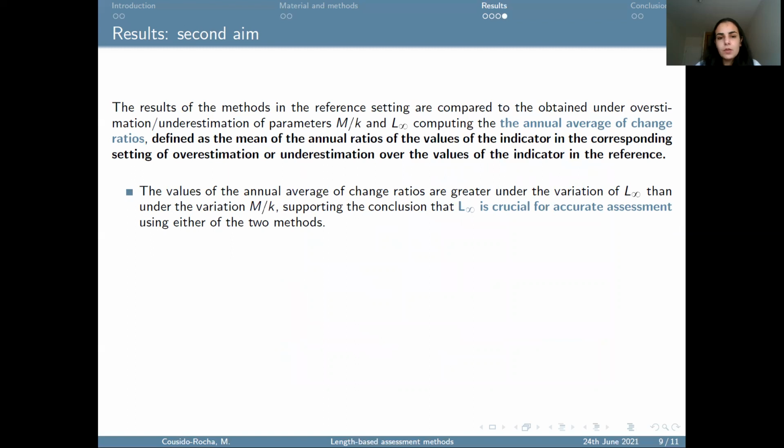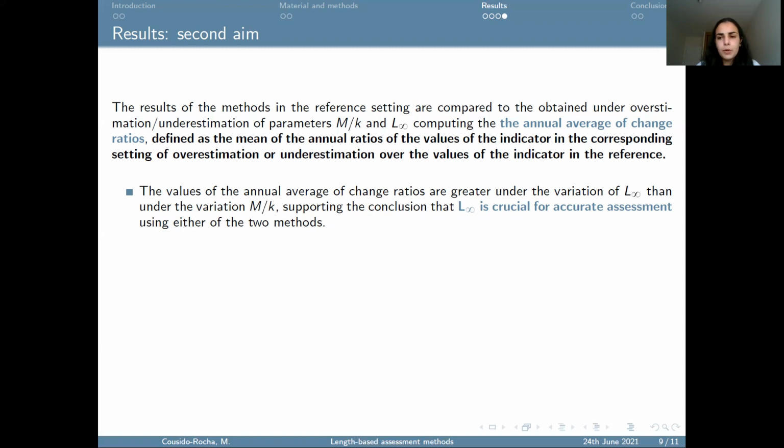Our second aim focuses on analyzing the robustness of the methods to the variation, overestimation and underestimation of the parameters M/K and L infinity. For that we compute the annual average of change ratios, defined as the mean of the annual ratios of the values of the indicator in the corresponding setting of overestimation or underestimation over the values of the indicator in the reference setting. From this comparison, we obtain the following conclusions.